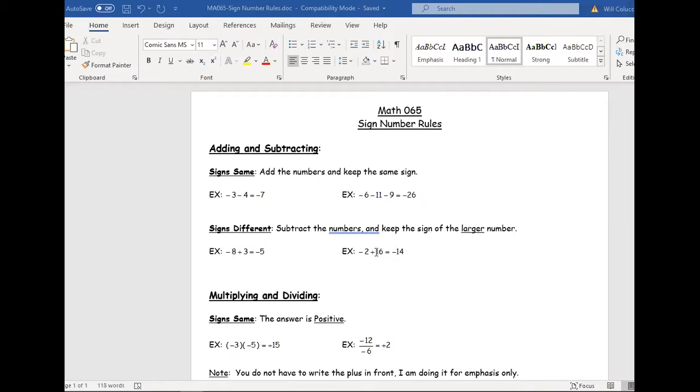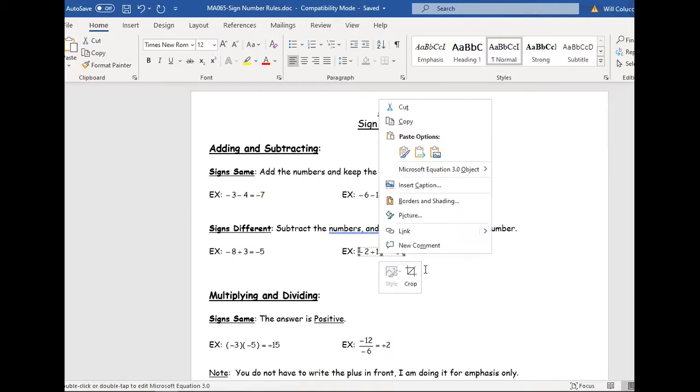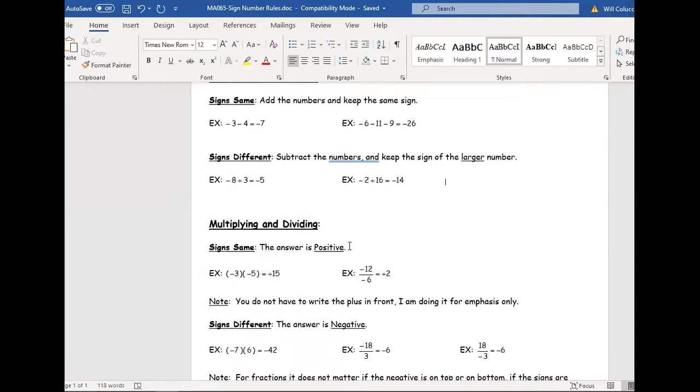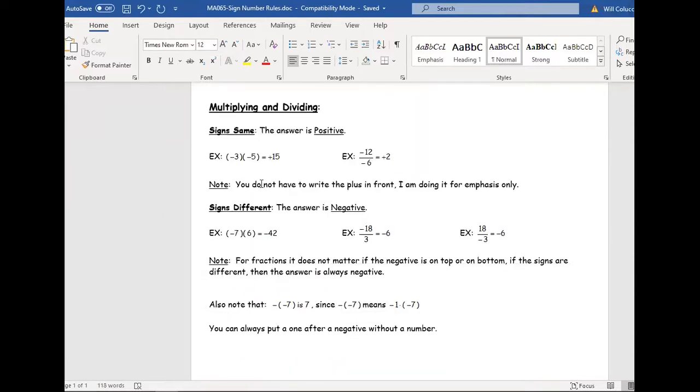Let's see. Oh, I'm not going to be able to edit it. Oh wait, no, I can't. I don't think I can edit it right now. Is it going to let me? Let me try. You see how I messed this up? It's because I copied the thing over and I forgot to change it. I don't know if, no, it's not going to let me fix it. I'll fix this later, so don't worry. This is wrong. You have to keep the sign of the larger number, and that's a positive, right? So this should be plus 14. So there's an example of my stupidity.